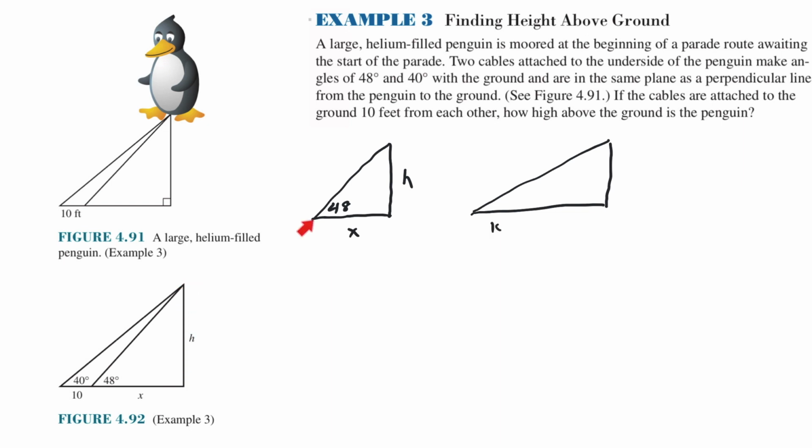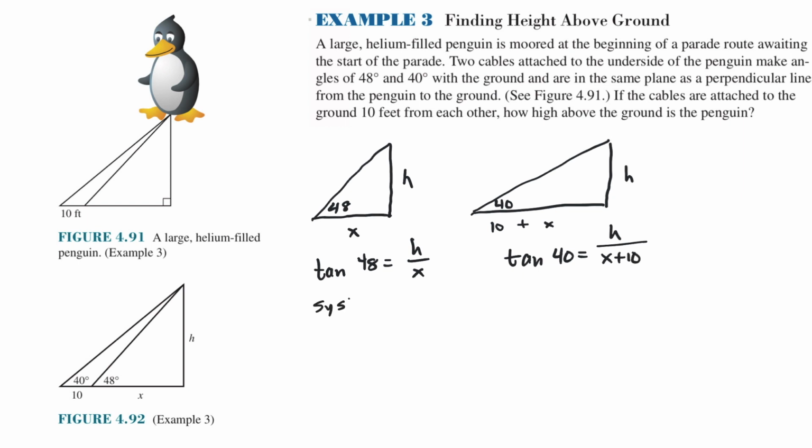It's 48 degrees with x as the horizontal and h as the vertical. And this one is going to be 40 degrees with x plus 10 and the height of h. Correct. So if we're going to write out our equations, it's just the tangent functions because you have opposite and adjacent sides. But the problem here is I now have 2 unknown values.